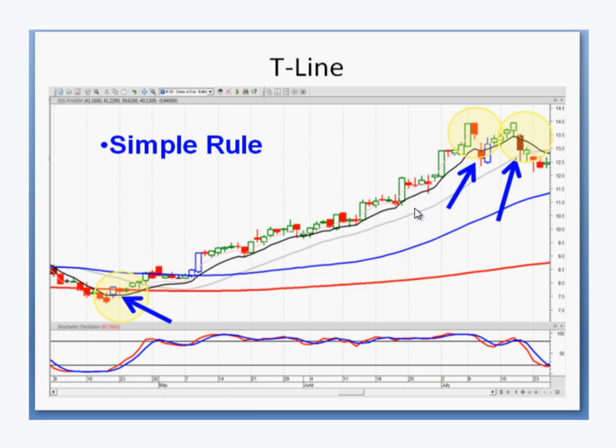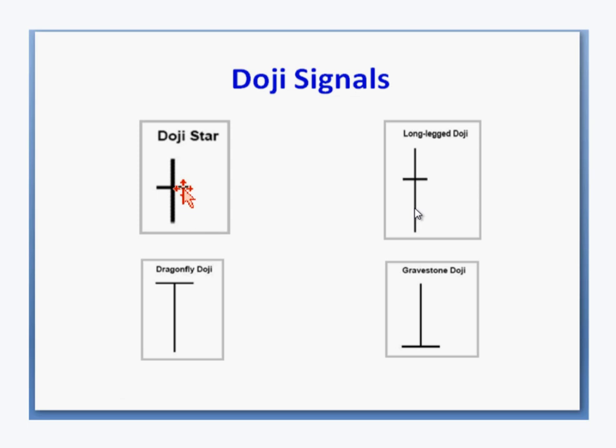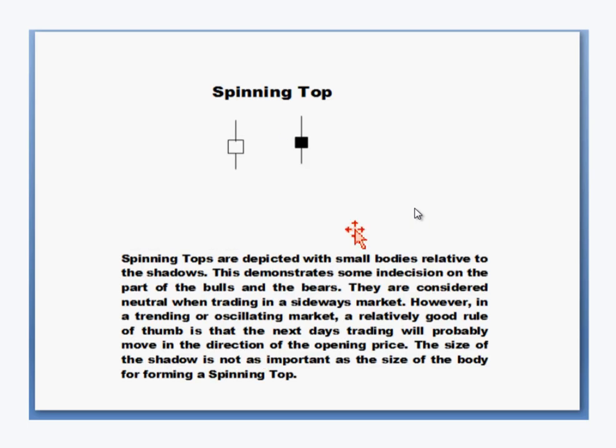So again, the doji represents indecision between the bulls and the bears. They're opening and closing right at the same level every day. We also demonstrate the indecision with a spinning top. It looks like a spinning top. It's basically a long trading range with a small body.